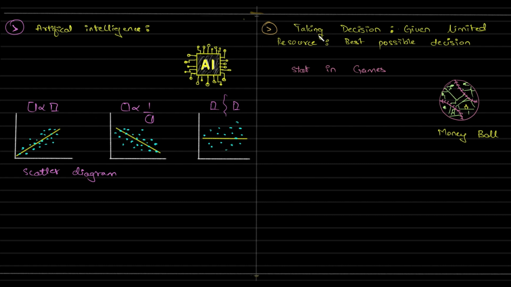Okay. So this was all linear equations. Now let's talk about linear equations in pair. I meant to say, we are looking at a pair or more than a pair of linear equations. So what does that help in? Taking decisions, the best possible decision given limited resources.